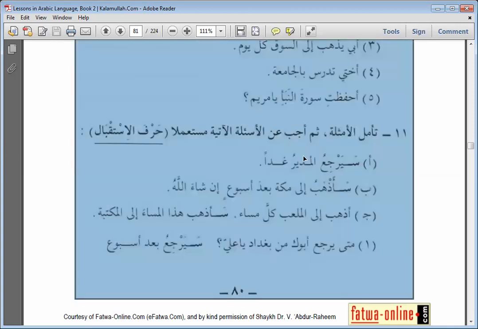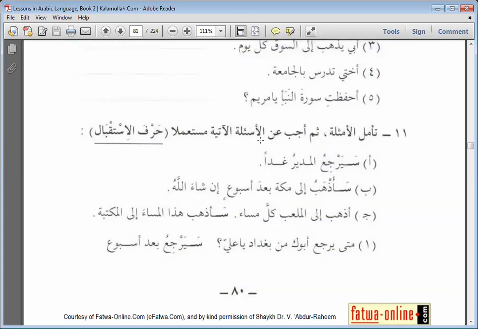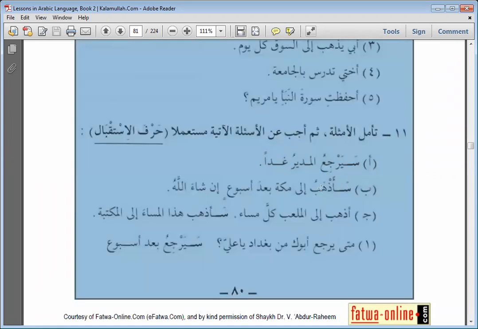So we have the sentence سيرجع المدير غدا. The principal will return tomorrow. غدا means tomorrow. Okay, everybody with me? So say after me: سيرجع المدير غدا. سيرجع المدير غدا. Next one.